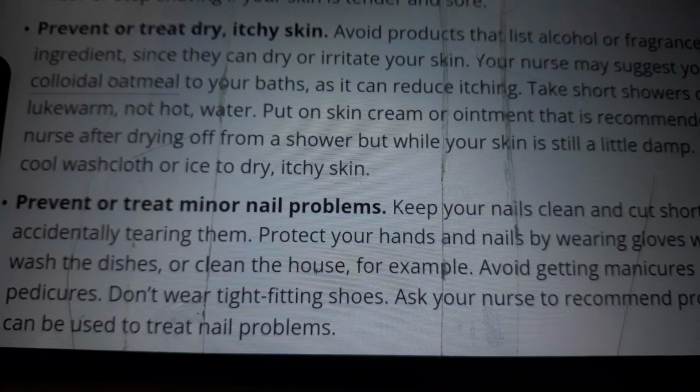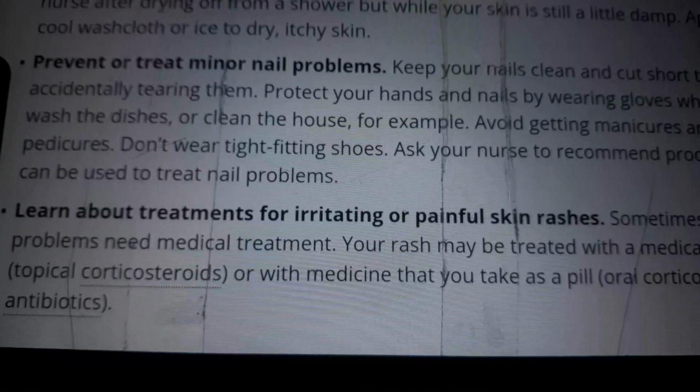Prevent or treat dry, itchy skin. Avoid products that list alcohol or fragrance as an ingredient, since they can dry or irritate your skin. Your nurse may suggest you add colloidal oatmeal to your baths, as it can reduce itching. Take short showers or baths in lukewarm, not hot water. Put on skin cream or ointment that is recommended by your nurse after drying off from a shower. But while your skin is still a little damp, apply a cool washcloth or ice to dry, itchy skin.